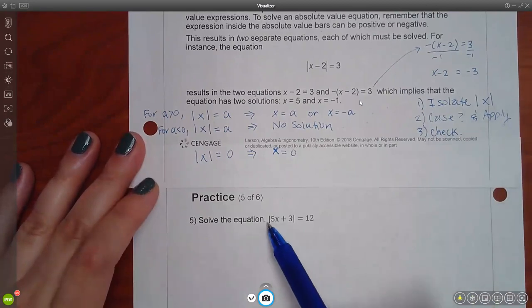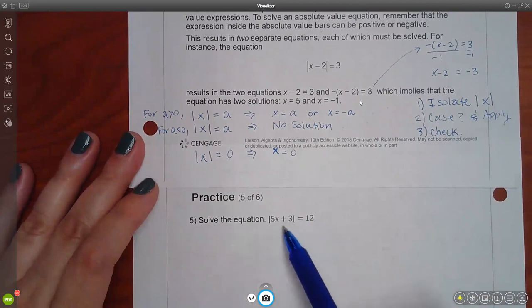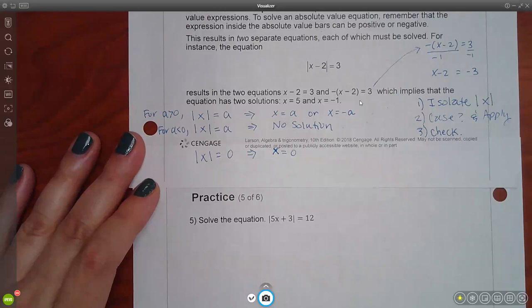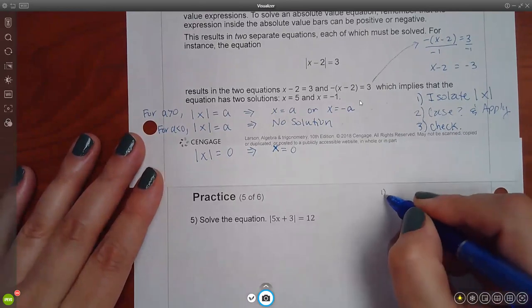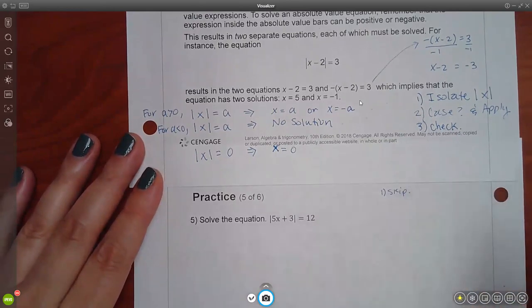Is there any coefficient or an exponent or something in the denominator? Anything outside of those marks that I would have to get rid of? No. So I don't even need to do step 1. Step 1, I'm just gonna completely skip over because I already have bars equal to a number, don't I?